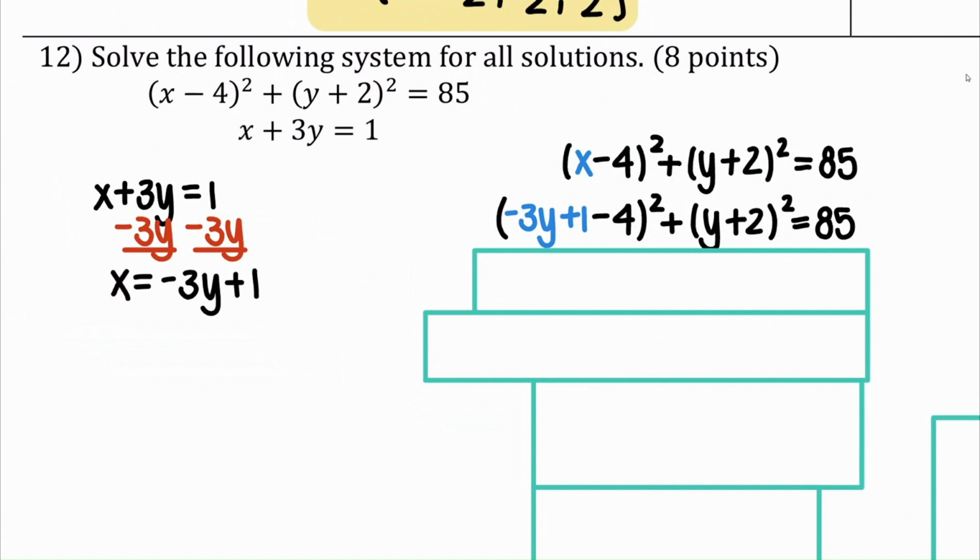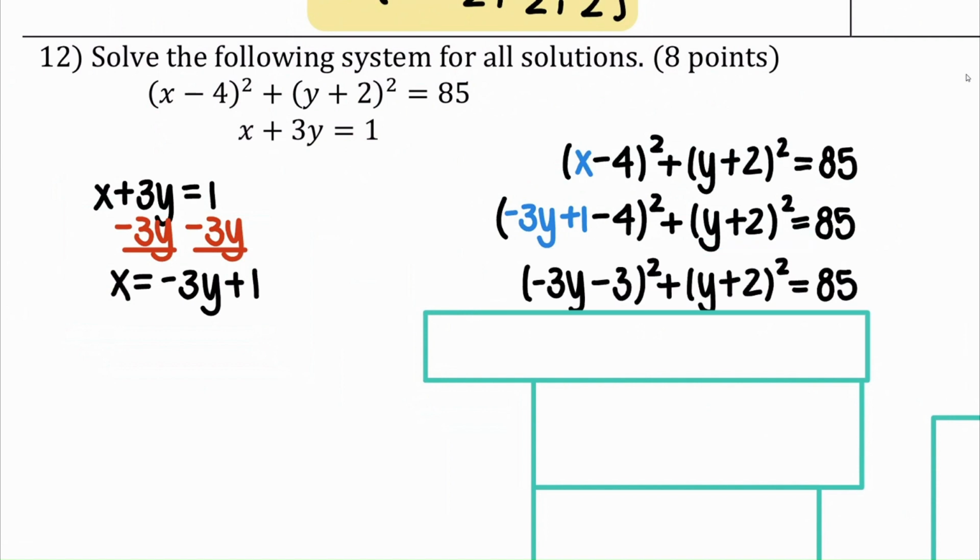So from here, again, the reason why we want to do this is because when we see this equation, we only have one variable. We want to have an equation of one variable so that we can solve for one at a time. And so from here, let's combine like terms, and combining the positive 1 and negative 4 gives us negative 3. So we have negative 3y minus 3 squared plus y plus 2 squared equals 85.